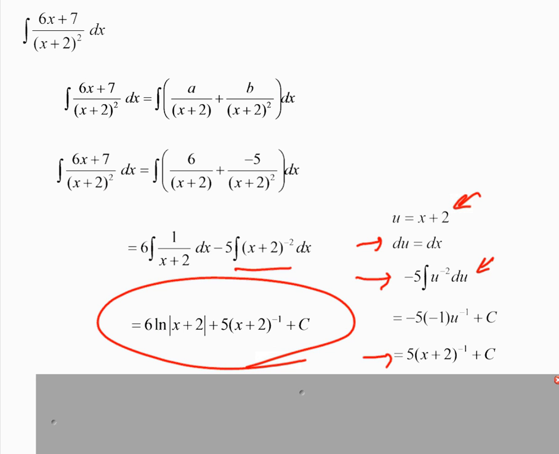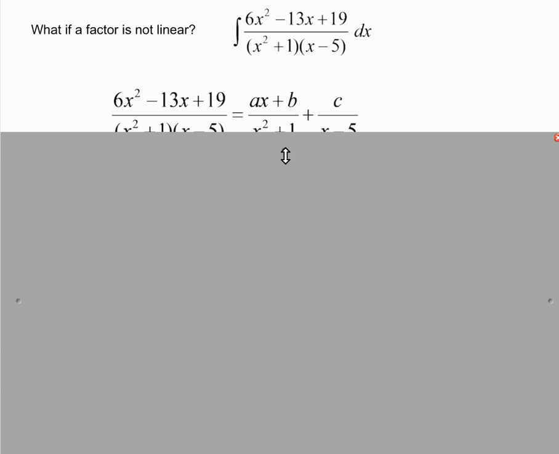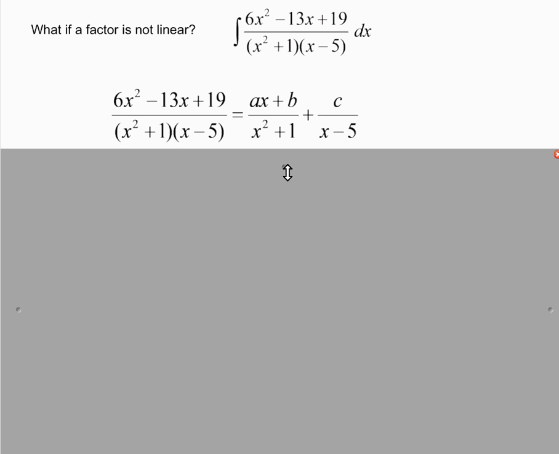Let's look at something a little different. What if one of the factors is not linear? Well, this is actually a lot harder when we go and do this. So let's follow this and see how it works. What I'm going to have to do is take each of these factors, and if there's a linear factor, I just put C over that factor. But because this factor is quadratic, I'm going to put a general form of a linear factor, Ax plus B, on top of that.